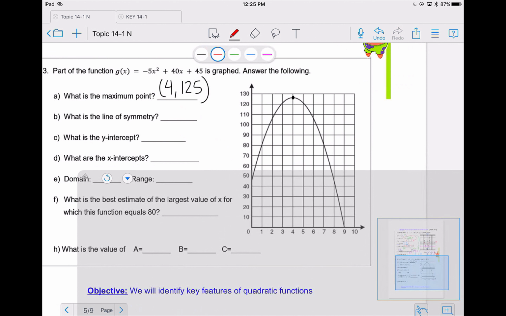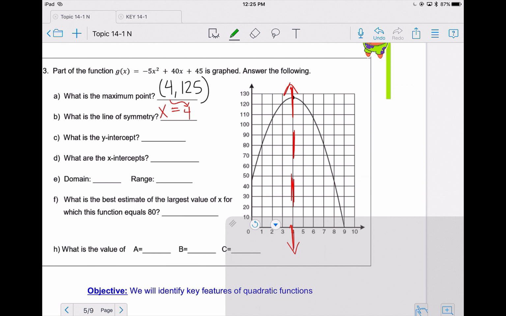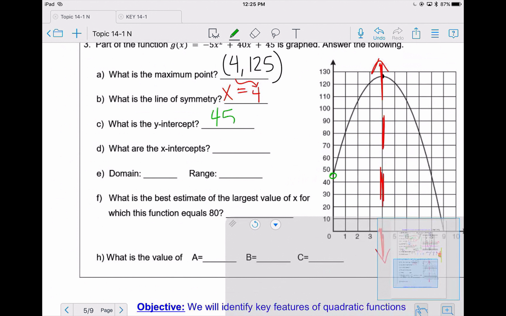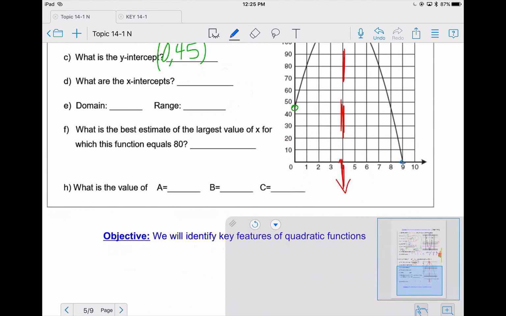My line of symmetry, or axis of symmetry, is x equals the x from my vertex. So my axis of symmetry is this line, x equals 4, and that goes through the vertex, and that is where if I folded it on this line, the left side would equal the right side. My y-intercept, it crosses the y-axis at about 45. My x-intercepts, it crosses at 9. There is another x-intercept.